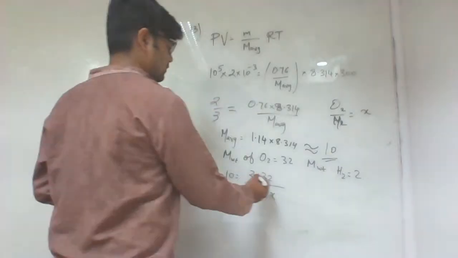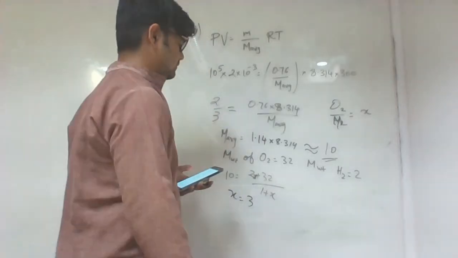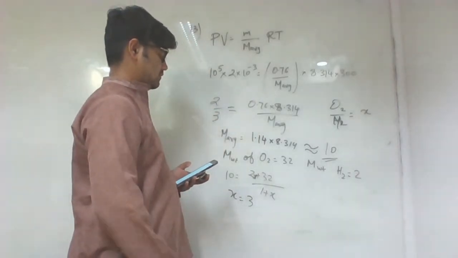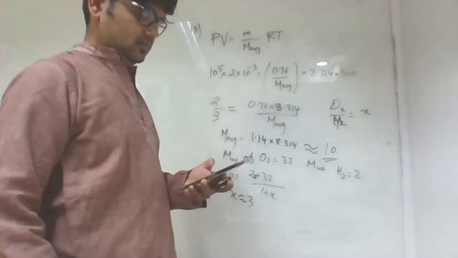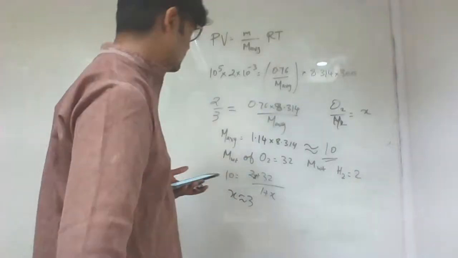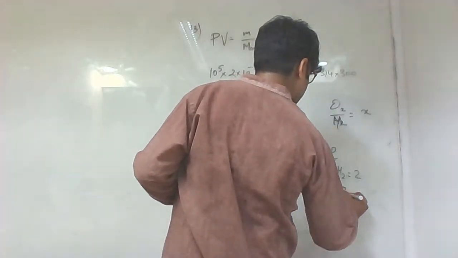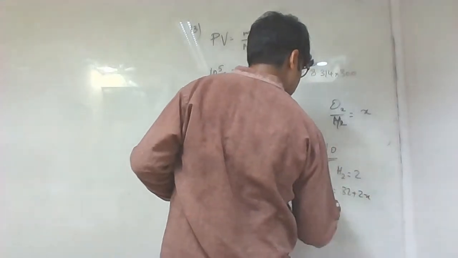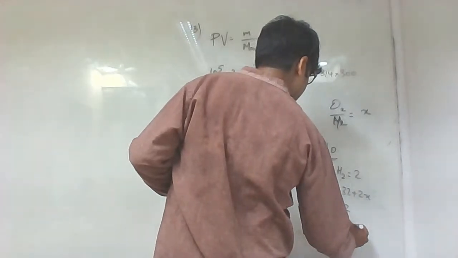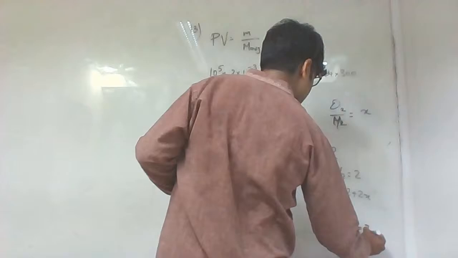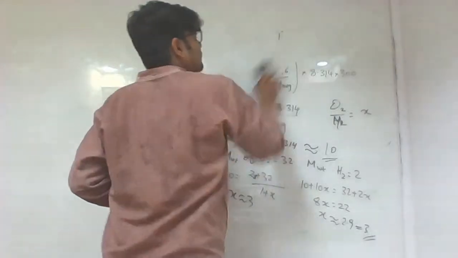If x comes out to be 3, approximately equal to 3, it's easily provable. 10 plus 10x is 2 plus 32x, so 22x equal to 8. x is approximately 0.36, so it is 1:3.